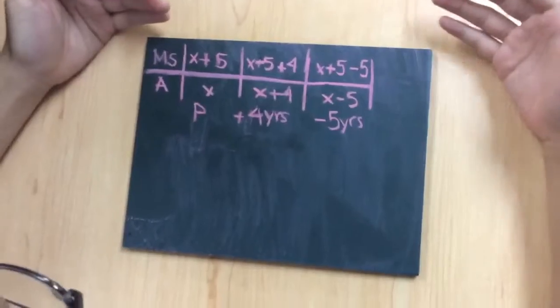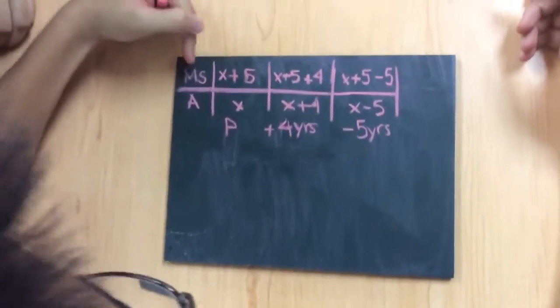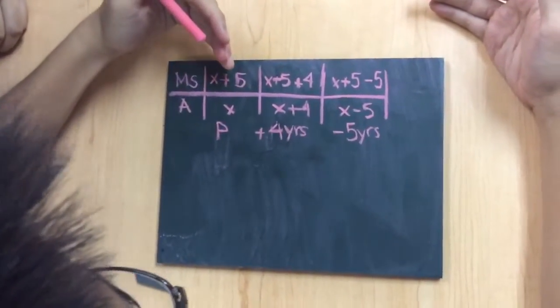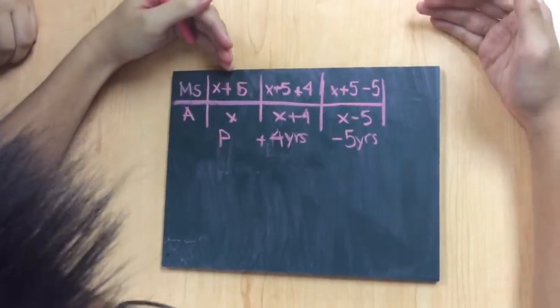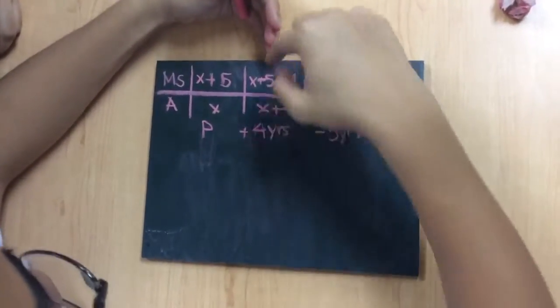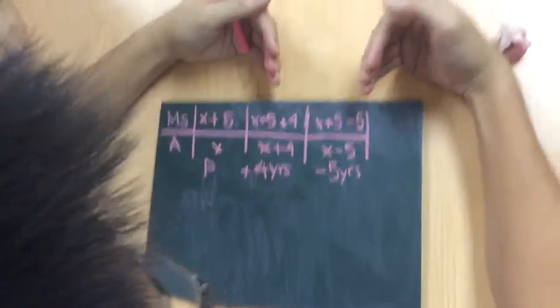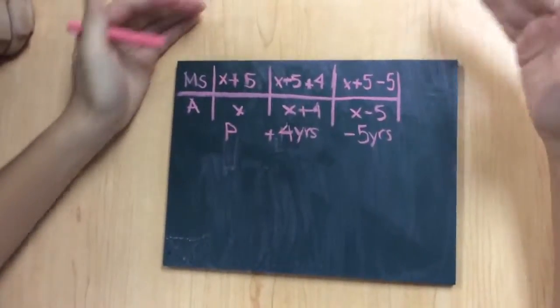Now we have this table. On the top part would be Miss Shane's age. This part of the table would represent Miss Shane's present age and your present age. For Miss Shane, it would be x plus 5. If you add 4 years, it would be x plus 5 plus 4, and if you subtract 5 years, it would be this. We would then do the same for your age. Now, this is how we would solve for it.